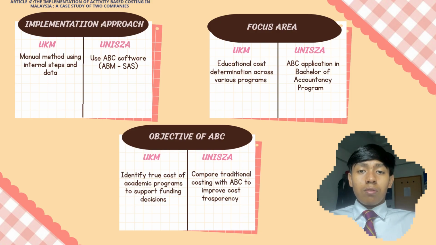Next, for the objective of ABC, UKM's main objective was to improve budgeting and support funding decisions from the Ministry of Higher Education. They wanted to use ABC data to make better strategic and financial plans at the university level. For UNISA, the objective was more program specific. They wanted to compare the traditional costing method with ABC to see which one gives a more accurate and fair cost per student.